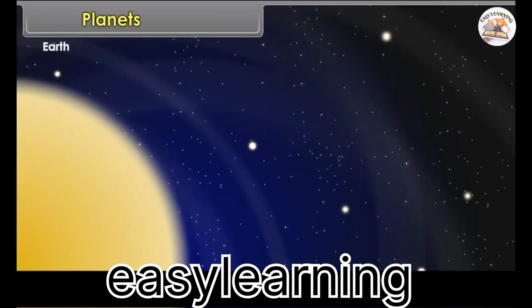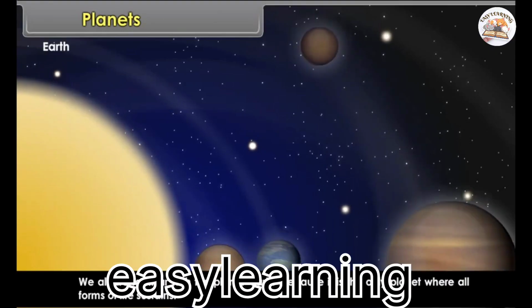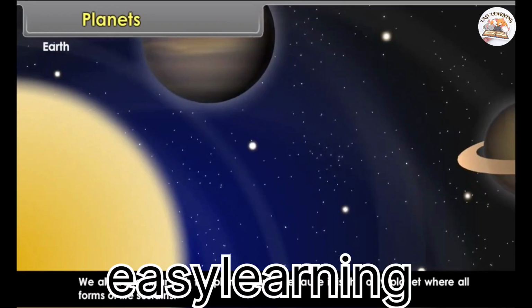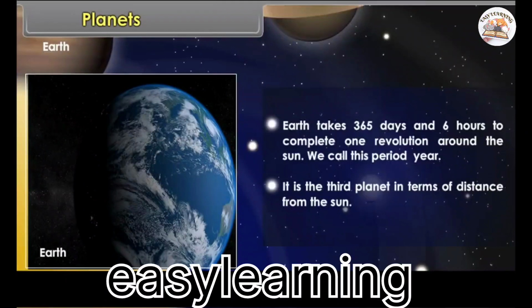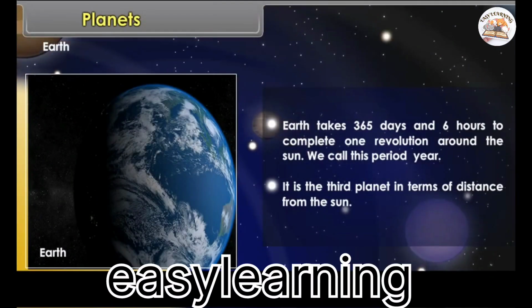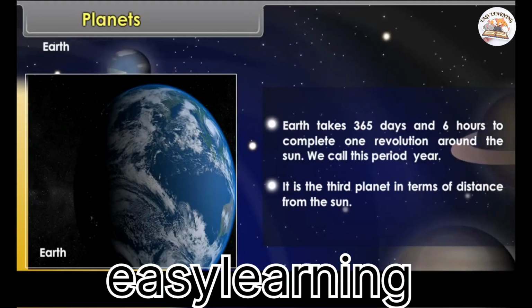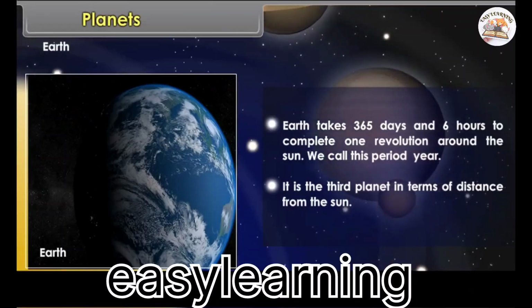Earth. We all are familiar with the planet Earth because it is the only planet where all forms of life sustain. Earth takes 365 days and 6 hours to complete one revolution around the Sun. We call this period year. It is the third planet in terms of distance from the Sun.